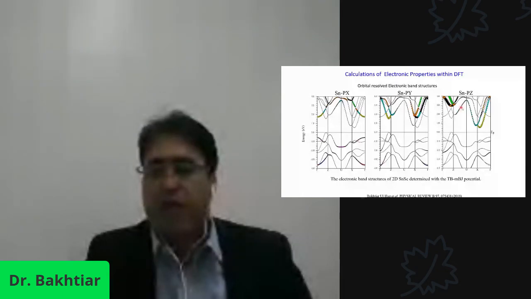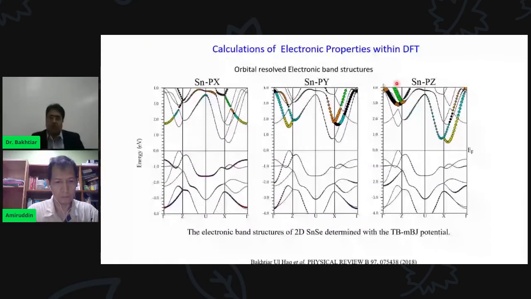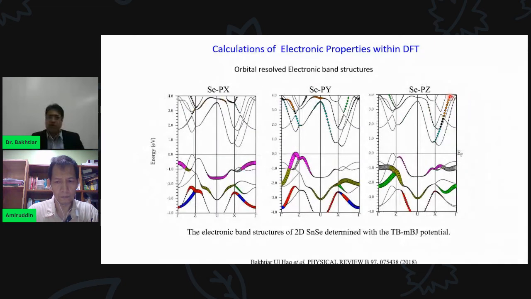So even for one orbital in a specific direction, one can resolve the orbital resolved electronic band structure. Here is similar for the selenium, the px, py, and pz orbital.